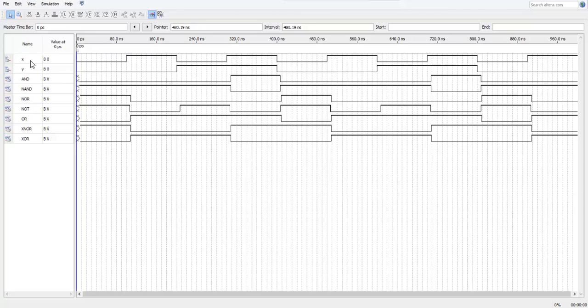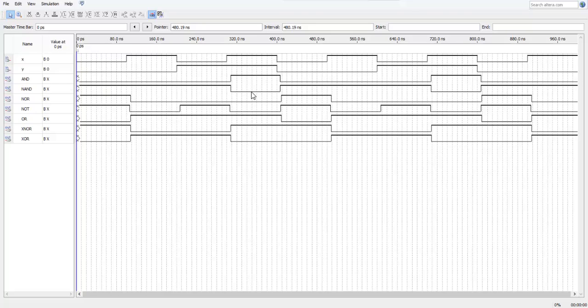Now, this is my first input X, which has a time period of 100 nanoseconds. This is my second input, which has double the time period, about 200 nanoseconds, which makes it possible to have all the combinations for the outputs. Now, AND is off when both X and Y are off, and it is on only when both X and Y are on, as you can see from here.